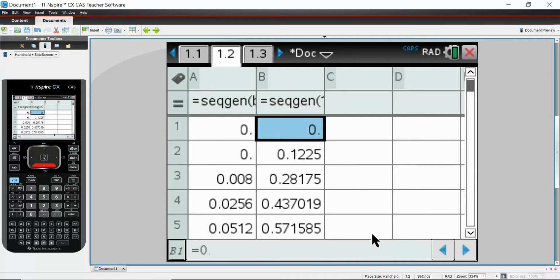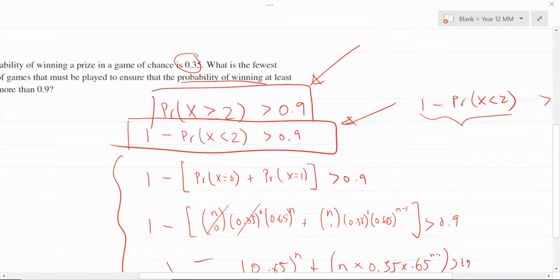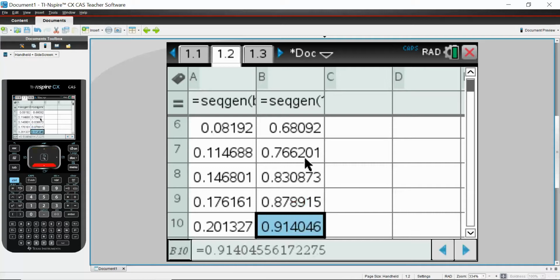I'm going to press OK, and it generates it for me, right? So it generates when n equals 1. See, it makes sense that when n equals 1, well, you got 1 and you want 2 or more, so of course it's going to be 0% chance of getting that. You have to have at least 2 trials, and now you get a percentage, right? But the goal was to do it until you get above, what was it again, 90% chance? Yes, more than 90% chance. So I'm going to keep going down until I get more than 90.